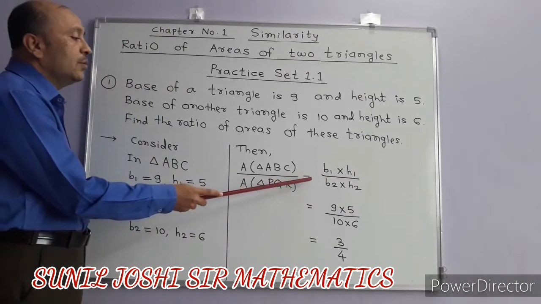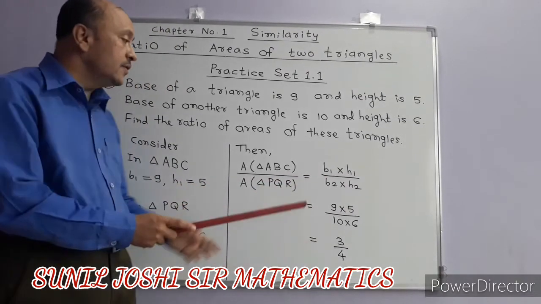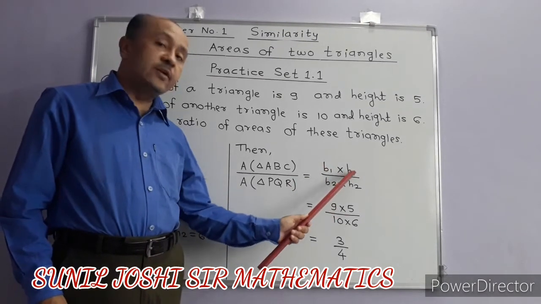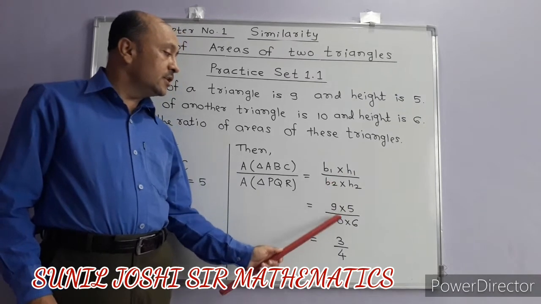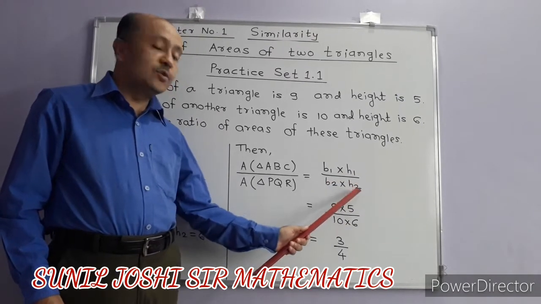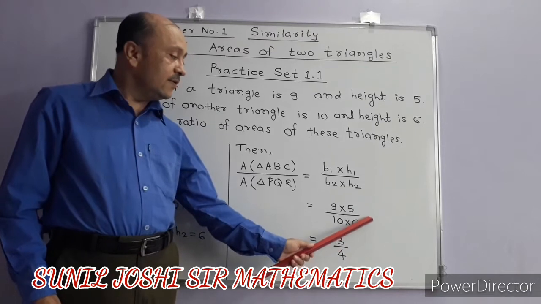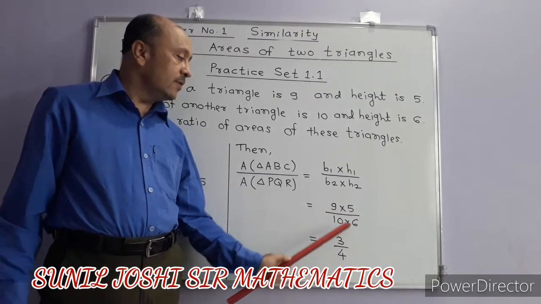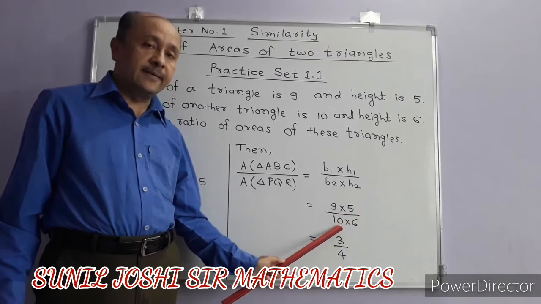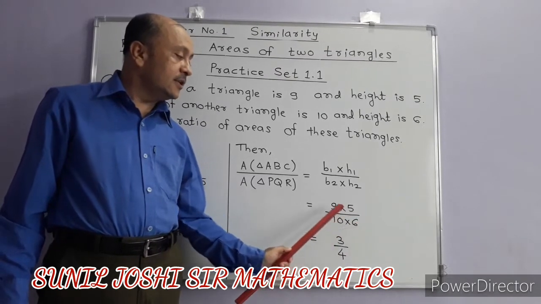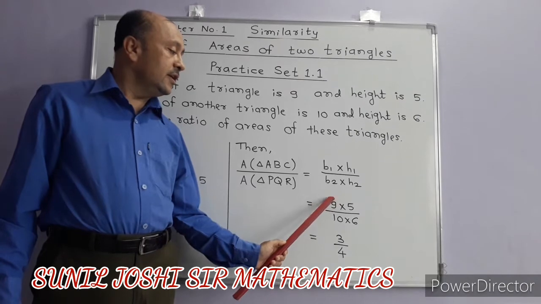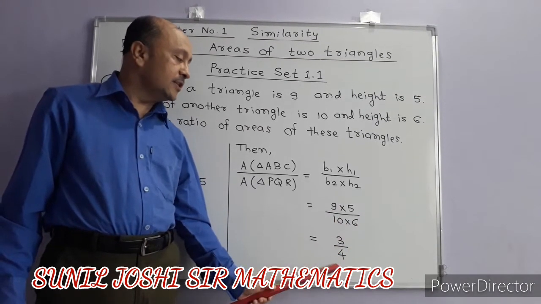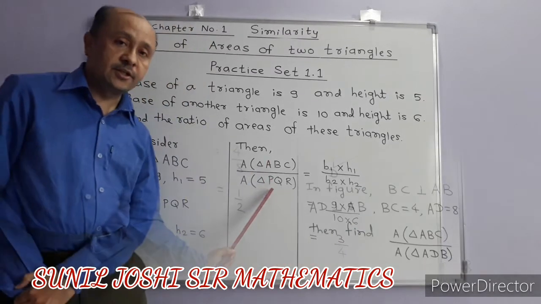Then just below, put an equal to sign and put down the values. B1 means 9, multiplication sign as it is, H1 means 5, B2 means 10, multiplication as it is, H2 means 6. If you simplify this, the final answer will come as 3 upon 4. How to simplify this? 5 ones are 5, 5 twos are 10. Then 3 twos are 6, 3 threes are 9. Then we get 3 divided by 2 multiplied by 2, that is 4. So 3 upon 4 is the answer for the first question.